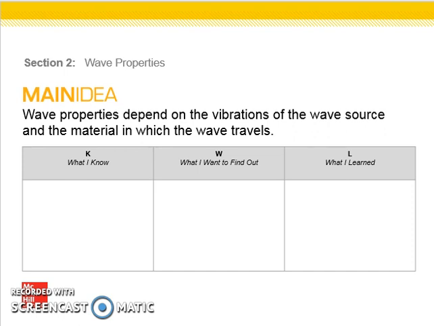So 9.2 for physical science, we're discussing wave properties, and the main idea is wave properties depend on the vibration of the wave source and the material in which the wave travels. So it's kind of like a 2-for-1.